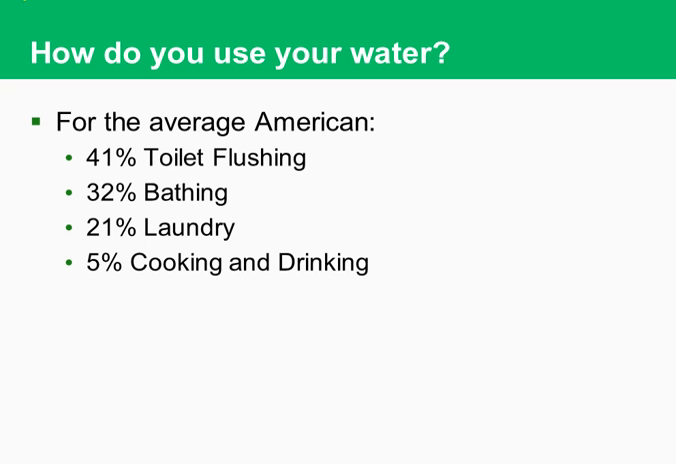Okay, how do you use your water? 41% in toilet flushing, 32% in bathing, 21% in laundry, and 5% in cooking and drinking. So it tells you right here that those double flush toilets, the ones where you can choose if it's number 1 or number 2, might come in handy.